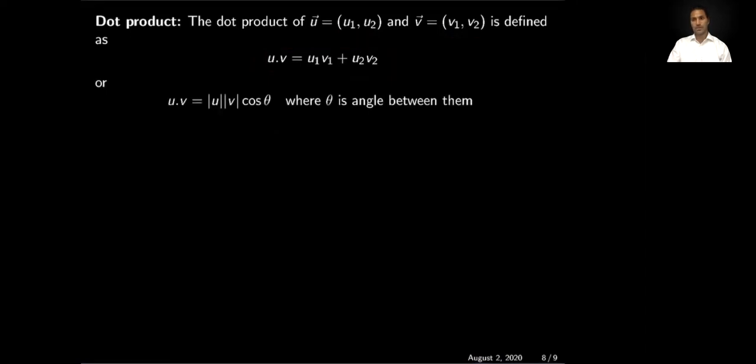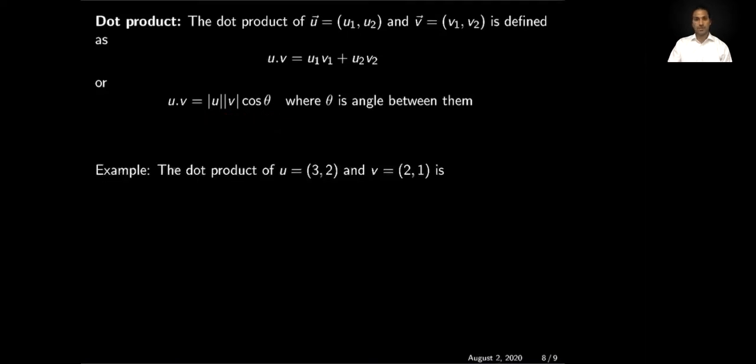If the vectors are not written in a Cartesian system, then the dot product is given by the magnitude of u, times the magnitude of v, times the cosine of theta, where theta is the angle between them.